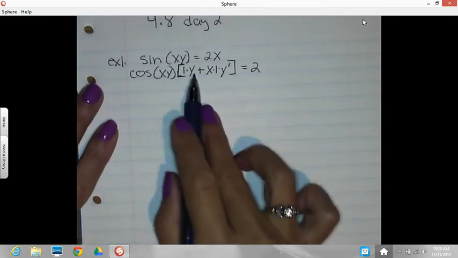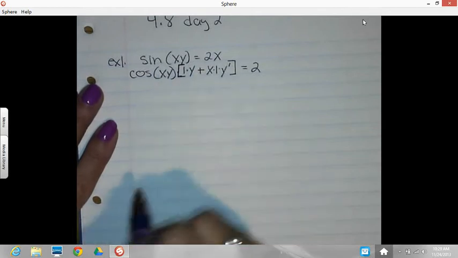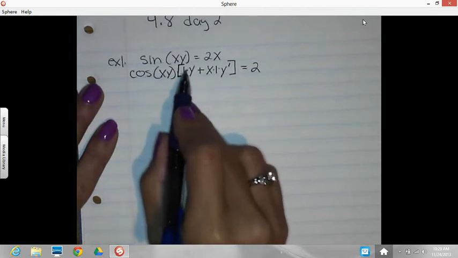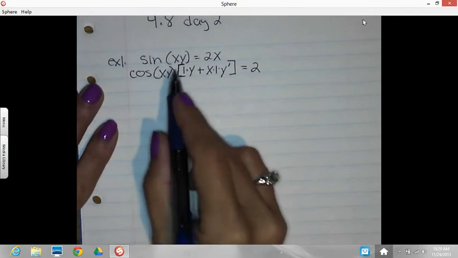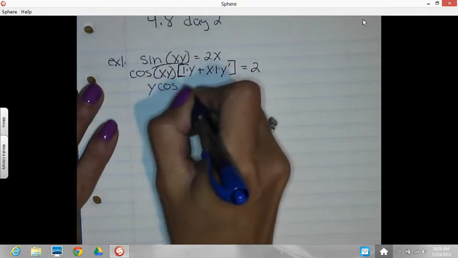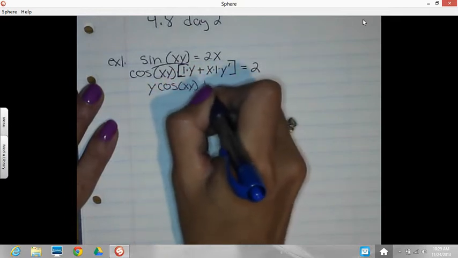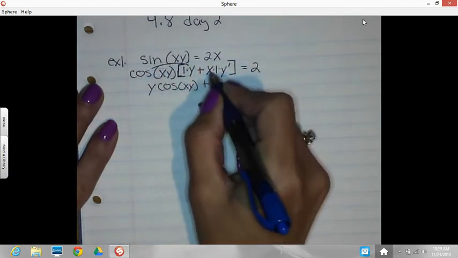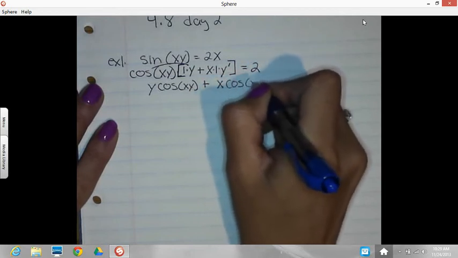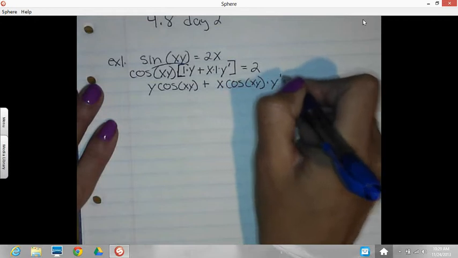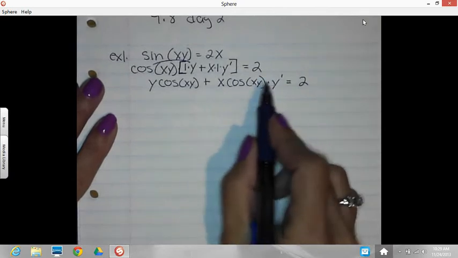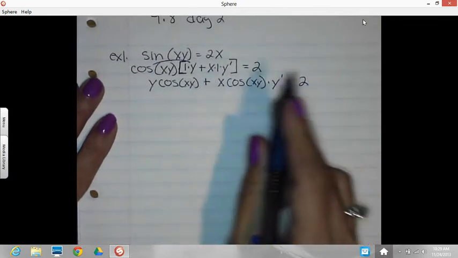So in order to get rid of the brackets, we have to distribute first, and then we can solve for the y prime. So the cosine of xy, this will be times y. I'm going to bring that y to the front so it doesn't get confused with the angle. So we're distributing here. It's y times the cosine of xy plus, I've got the x and the y prime times that. So x times the cosine of xy times the y prime equals 2. So the only y prime I have is sitting here, so I need to kick this whole term over to the other side by subtracting it.